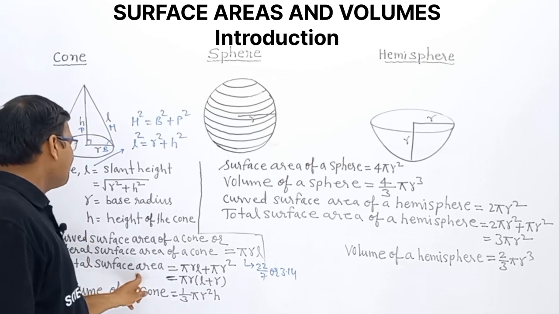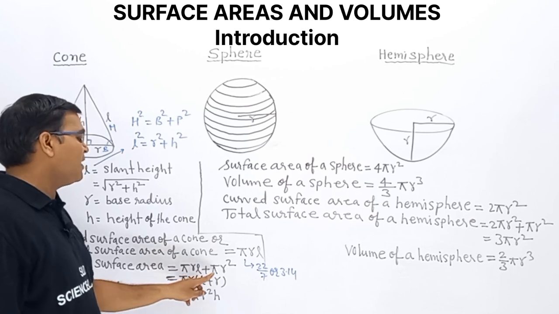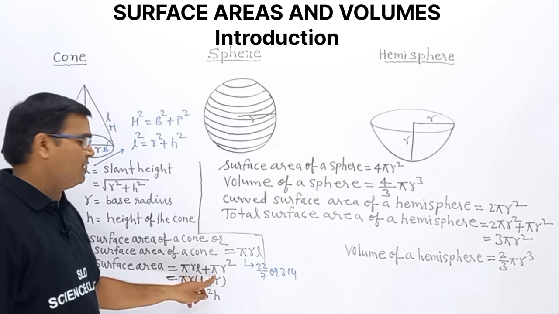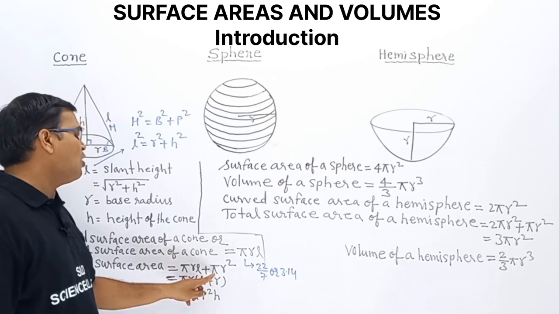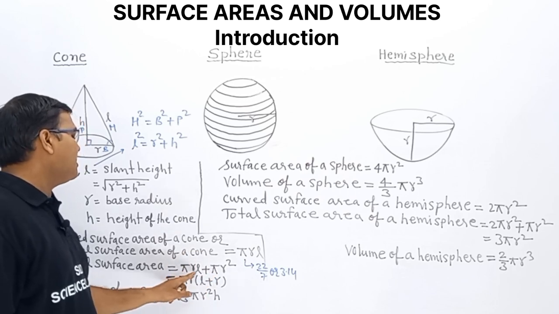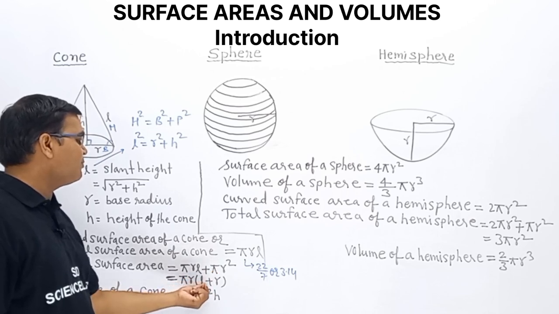So, the total surface area of a cone equals the curved surface area of a cone plus the area of the base, and the base is a circle, so the area of a circle. So we can say pi r L plus pi r square. Pi r is common in both, taking it outside, and L plus r is remaining.